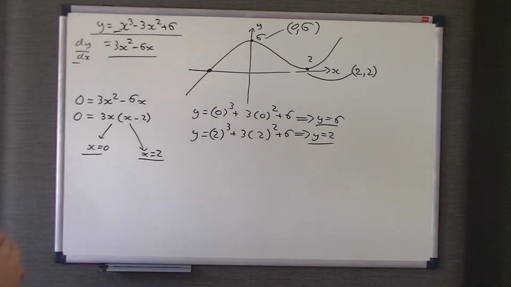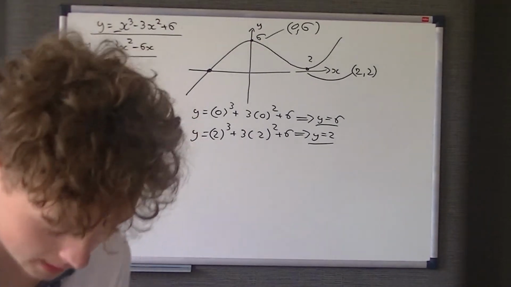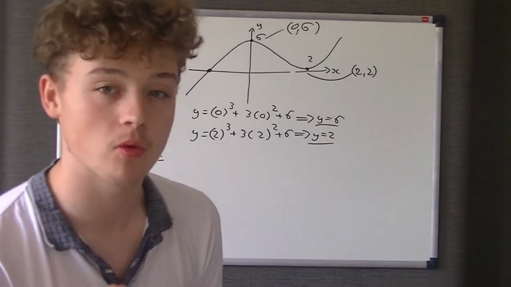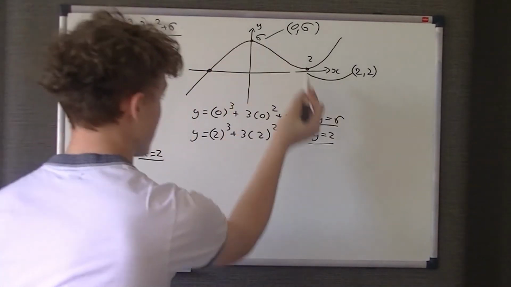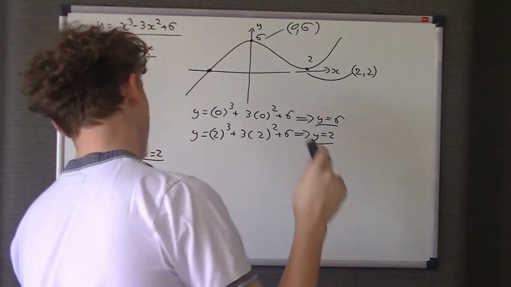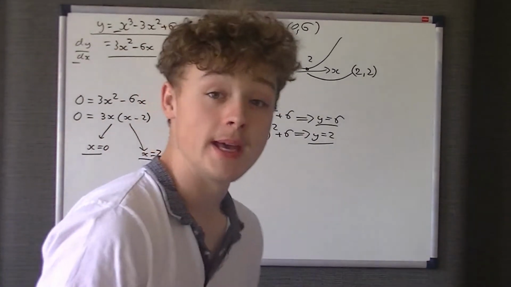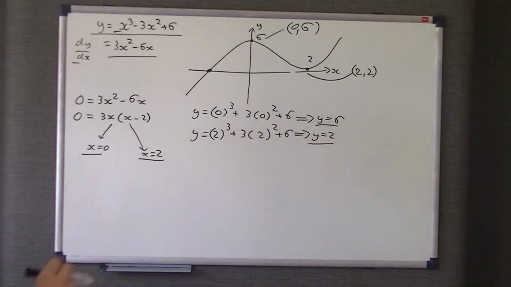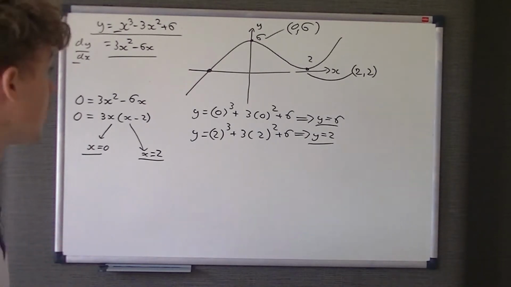So that's the coordinates. Now, the next thing we need to work out is the nature. Obviously we can see by the graph that at 6 it's going down, so it's at a maximum, whereas the other coordinate, 2, 2, is at a minimum, it's starting to go up. So how can we determine whether it's going up or down, apart from looking at the graph?